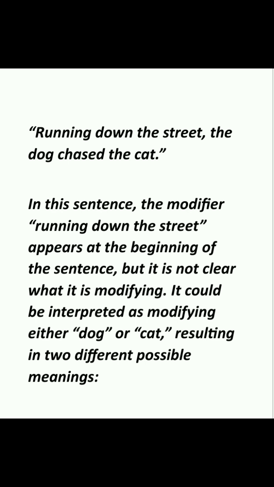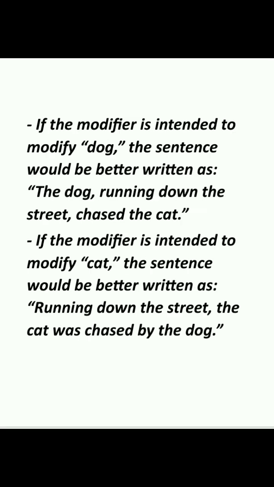For example, running down the street, the dog chased the cat. In this sentence, the modifier running down the street appears at the beginning of the sentence, but it is not clear what it is modifying. It could be interpreted as modifying either dog or cat, resulting in two different possible meanings.